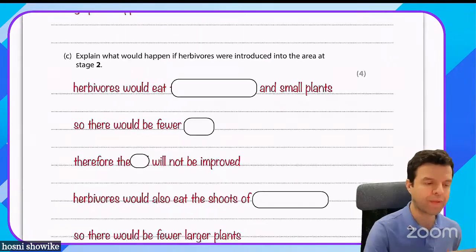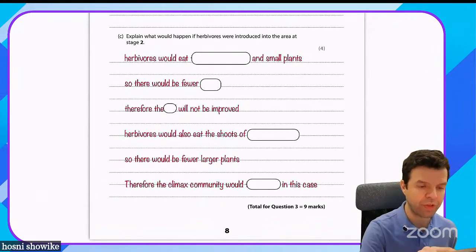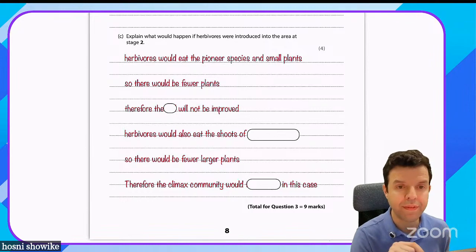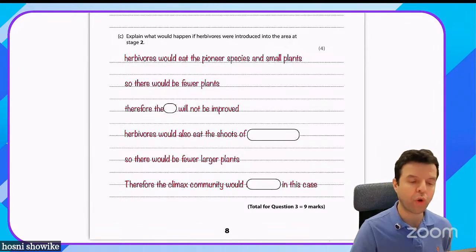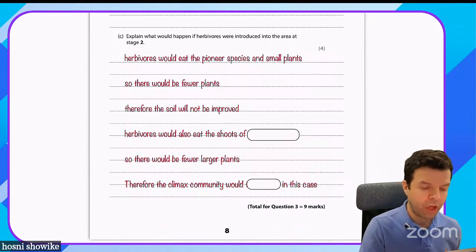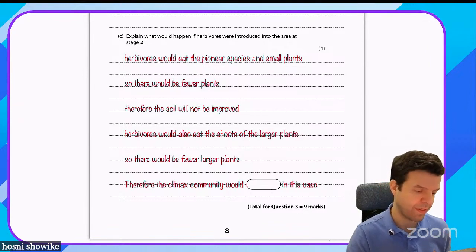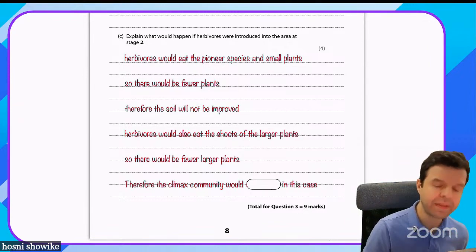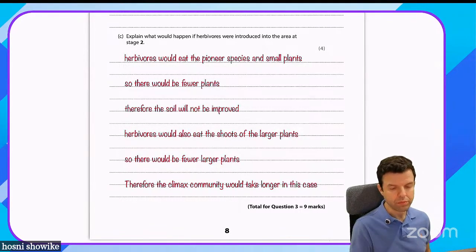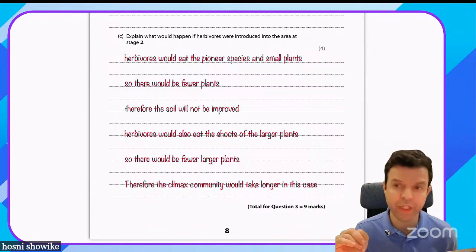So I'll say the herbivore is going to start to eat those pioneer species. So I get fewer plants. Therefore, the soil will not be improved with nutrients. The herbivores would also feed on the shoots of the larger trees. For that reason, you would expect the climax to take longer. And we're done with question 3.